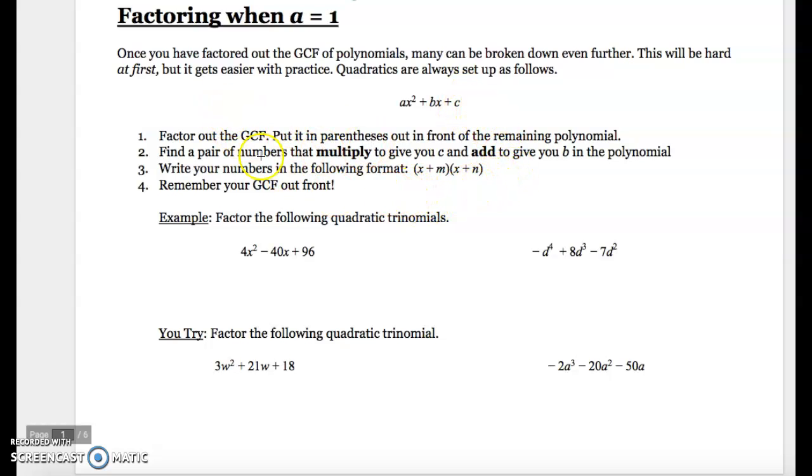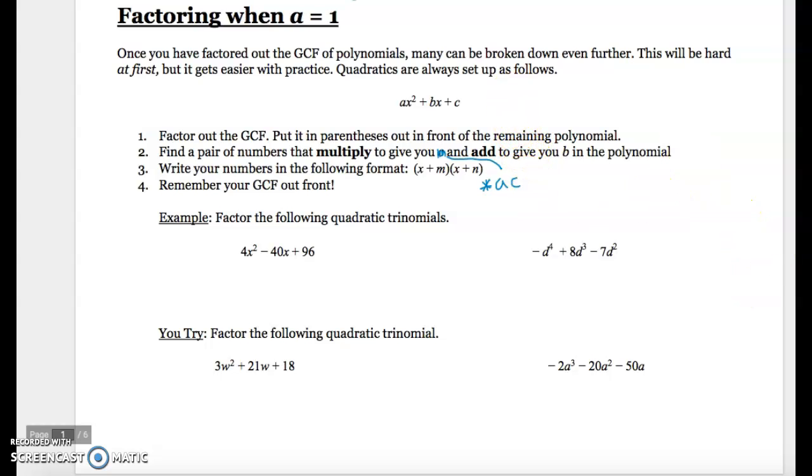To factor, first and foremost, we want to be able to factor out a GCF, so we might have to do that in a couple of these, and then put it in parentheses out in front of the remaining polynomial. Then we want to figure out the pairs of numbers that multiply to give you C. A lot of times when we talked about this in Algebra 2, we also said we wanted to multiply to get you AC, but right now we're dealing with things where A is 1 only, so it wouldn't really matter. And they add to give you B in the polynomial.